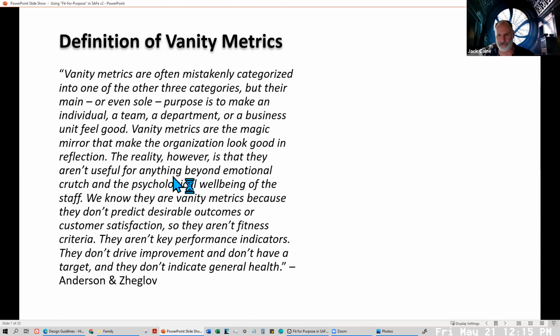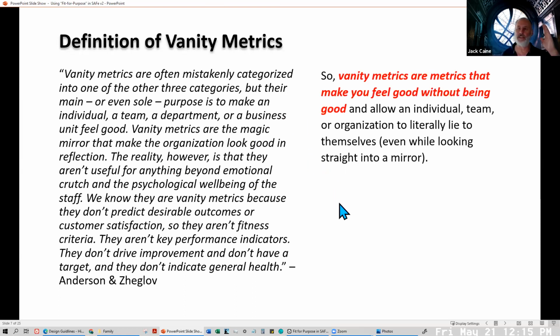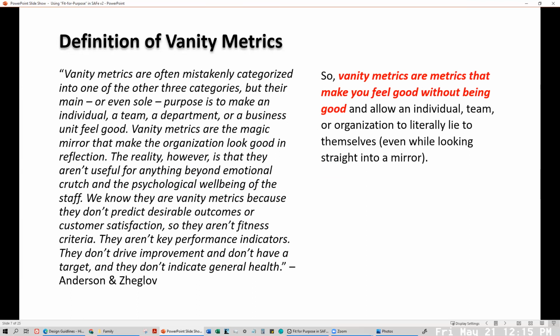Anderson and Zegloff. Okay, so vanity metrics are metrics that make you feel good without being good and allow an individual, team, or organization to literally lie to themselves, even when they're looking directly straight into the mirror.